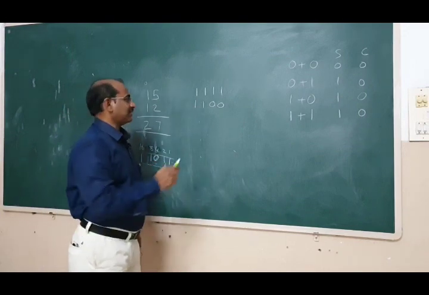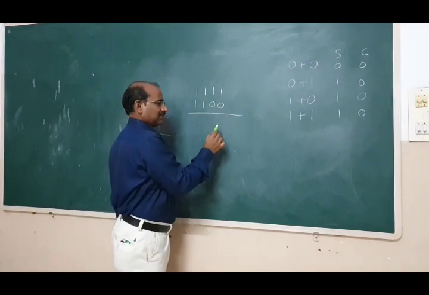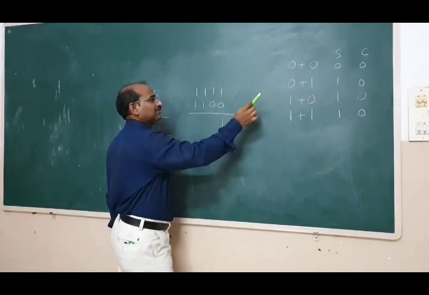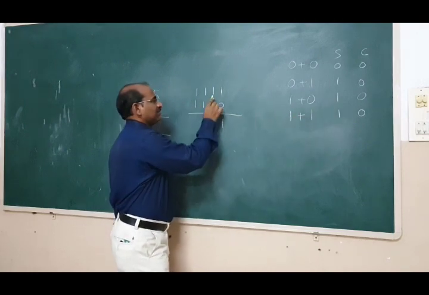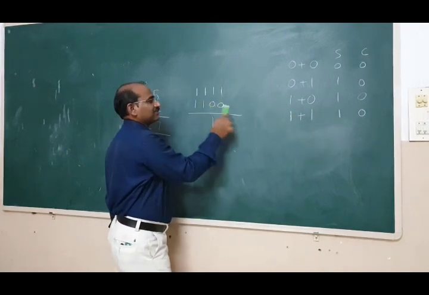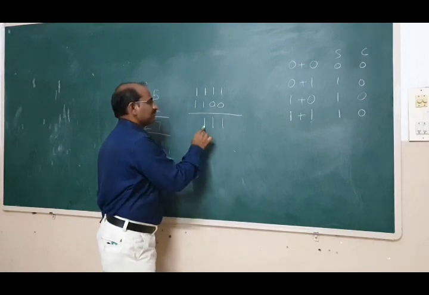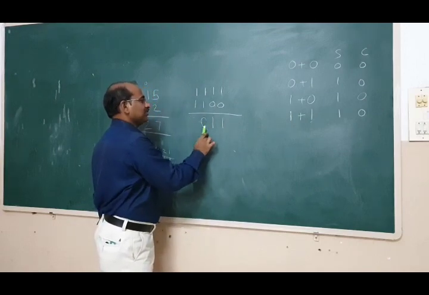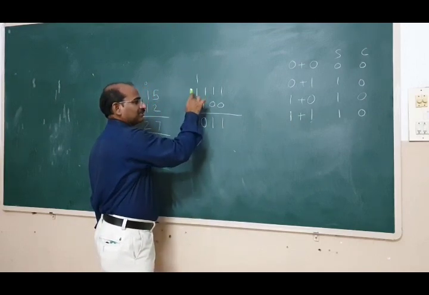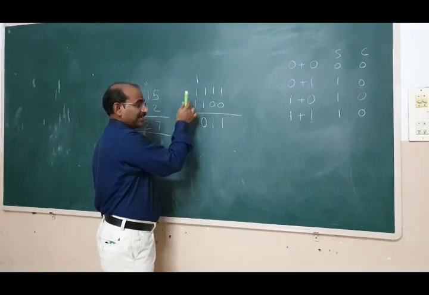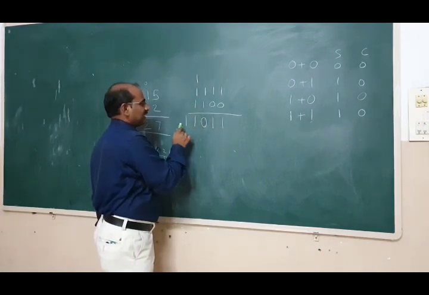Okay, let us see what happens. 1 plus 1, 1 plus 0, 1 plus 0 is sum 1. 1 plus 0, sum 1. 1 plus 1 is sum 0, carry 1. Then 1 plus 1, again sum 0, carry 1, plus 1, so sum 1, carry 1.